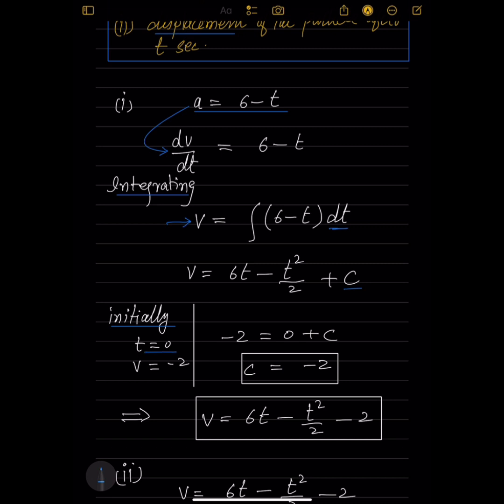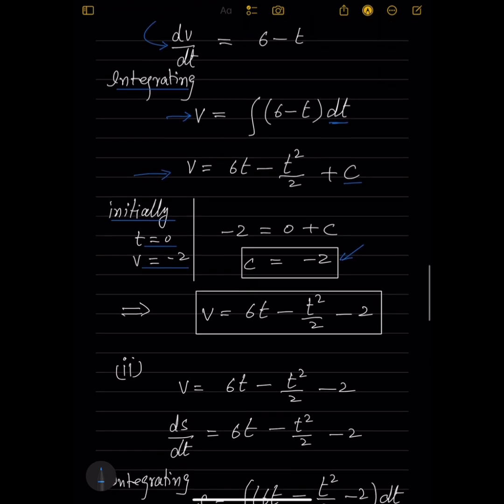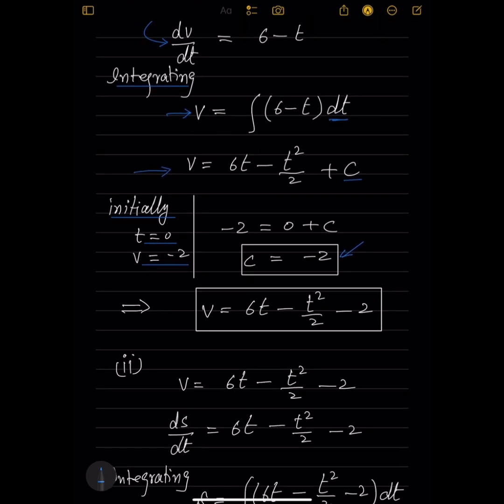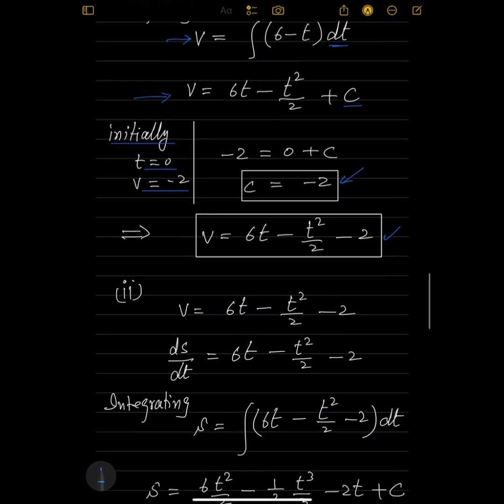T is equal to 0 when V is equal to minus 2. So we will put these values, T equal to 0 and V equal to minus 2, in this equation. We will get C is equal to minus 2. We have found the value of C as minus 2. Putting the value in the velocity-time relation, we will get V is equal to 60 minus t square over 2 minus 2. This is the velocity-time expression.